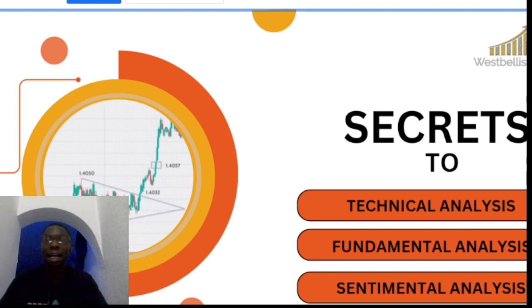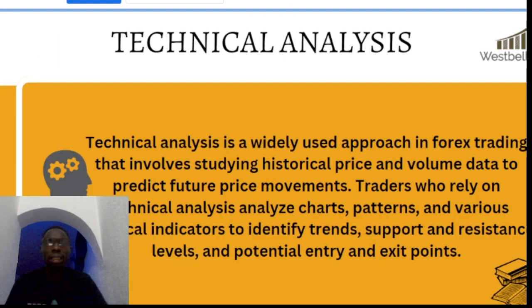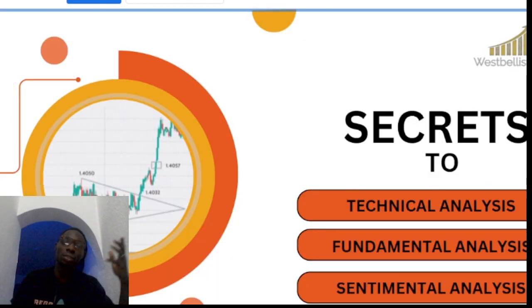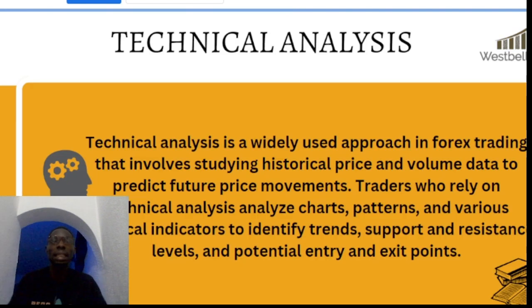So, the technical analysis now. I've said earlier that we have 3 types of analysis, so let us go to technical analysis first. Let's look at the concept of technical analysis. Technical analysis is a widely used approach in forex trading that involves studying historical price and volume data to predict future price movements.